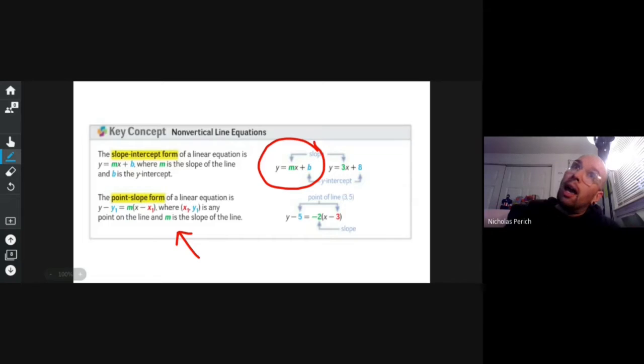Or better yet, if you're given the point and the slope, and the teacher, me, says write an equation of a line going through that slope and that point, point slope form would be better. And the teacher accepts the answer in point slope form. So let me show you what I mean by that.